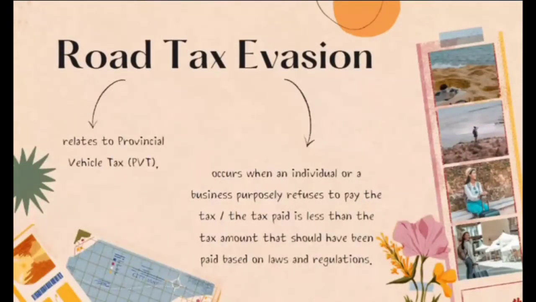What is tax evasion? Tax evasion is an illegal action in which an individual or company avoids paying tax liability. It involves hiding income or reporting false income, inflating deductions, not reporting cash transactions, and so on. Tax evasion is a serious offense that comes under criminal charges and substantial penalties. Road tax evasion occurs when an individual or business purposely refuses to pay the tax, or the tax paid is less than the tax amount that should have been paid based on laws and regulations.